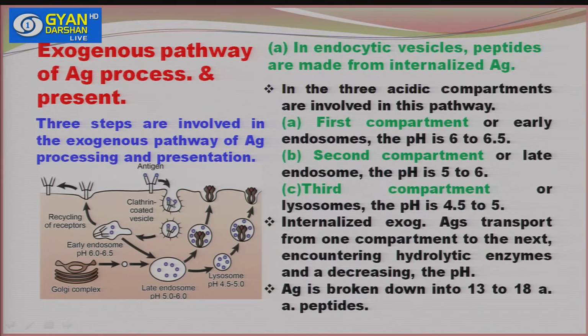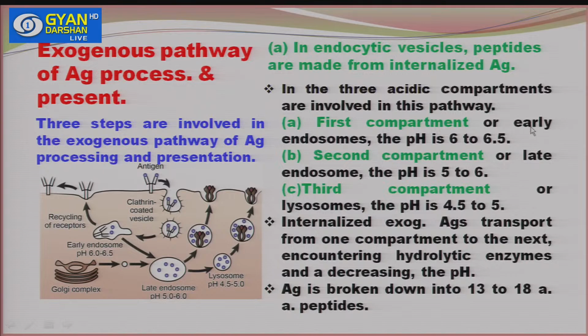Antigens will undergo endocytosis, and it will fuse with the endosomes. Here the pH is around 6 to 6.5. It is the first compartment. Another is the second compartment, and the third one is the third compartment.